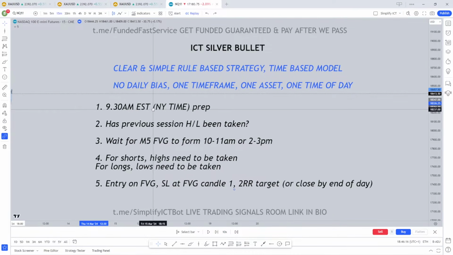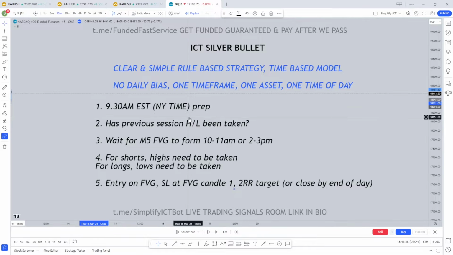So at 9:30 a.m. EST, New York time, we're going to prepare ourselves for our setup. Then we move on to step 2. Has the previous session high or low been taken?